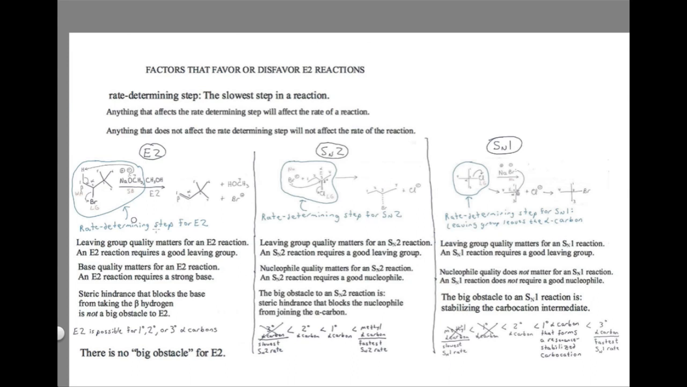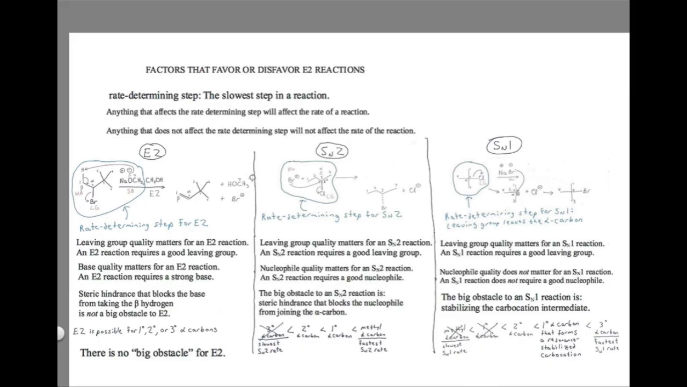So here we have a summary of factors that favor or disfavor E2 reactions, as well as SN2 and SN1. But remember that in the previous video, we learned that when E2 occurs on a cyclohexane ring, there are special considerations that can favor or disfavor the E2 reaction. Do you remember what are those special considerations that affect the rate of E2 on a cyclohexane ring?